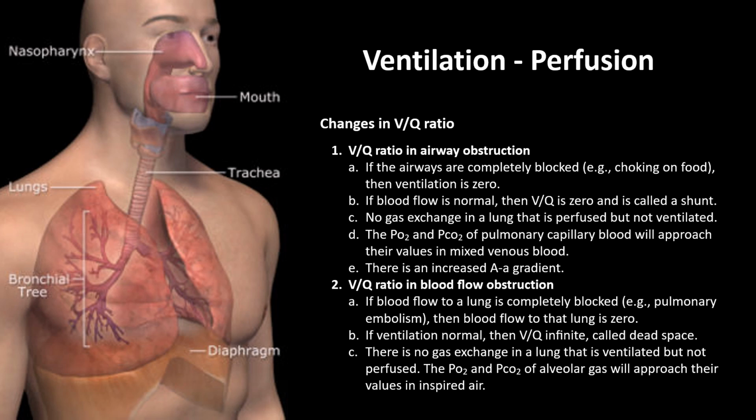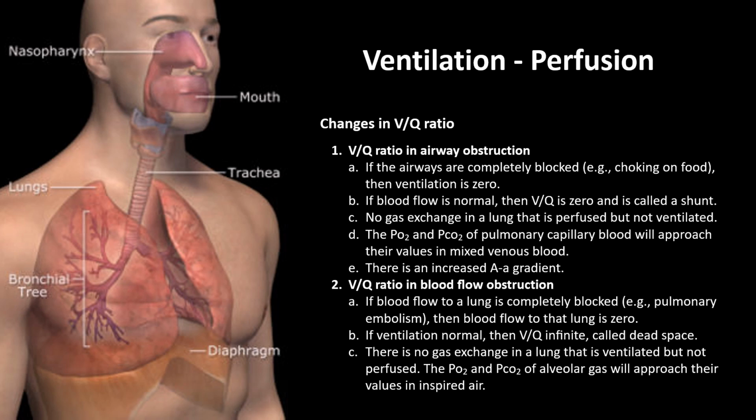Let's now go to changes in VQ ratio. What are the changes in VQ ratio in airway obstruction? If the airways are completely blocked, like choking on food, then ventilation is 0. If blood flow is normal, then VQ ratio is 0, and this is called a shunt. There is no gas exchange in a lung that is perfused but not ventilated. The PO2 and PCO2 of pulmonary capillary blood, and therefore of systemic arterial blood, will approach their values in mixed venous blood. There will be an increase in the alveolar arterial gradient.